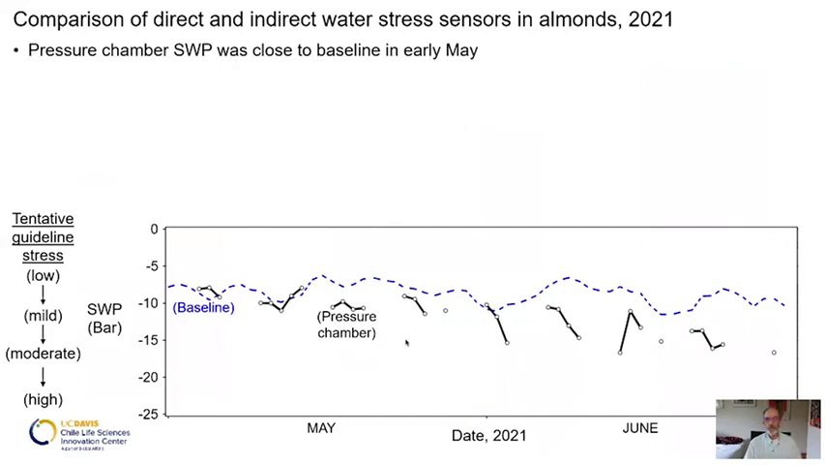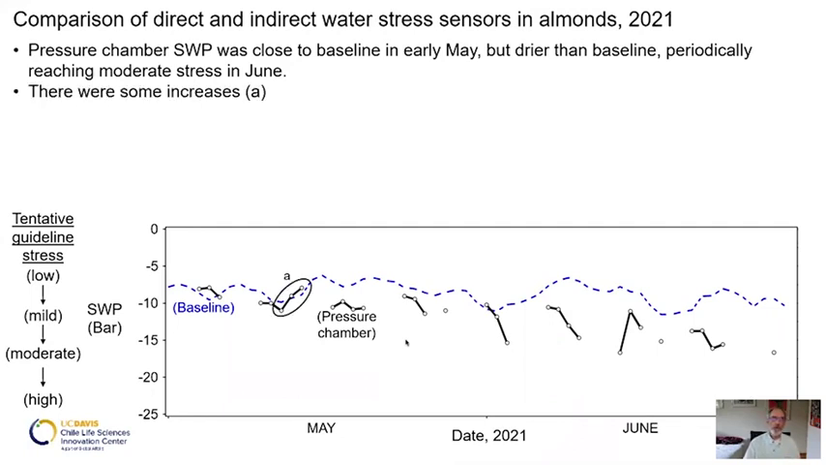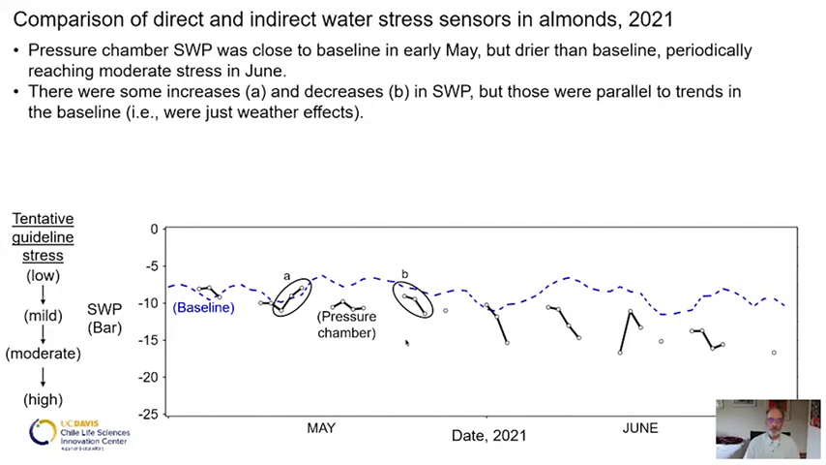Now, the pressure chamber, which is the black open circles and the black lines, was very close to the baseline value in early May. But as time went on, it got substantially drier than the baseline, in some cases reaching moderate stress levels in June. There were some times when there were increases in the pressure chamber measurement, and some times when there were decreases, but those were always parallel to the trends in the baseline, which means that those were just measuring the effects of the weather on those plants.